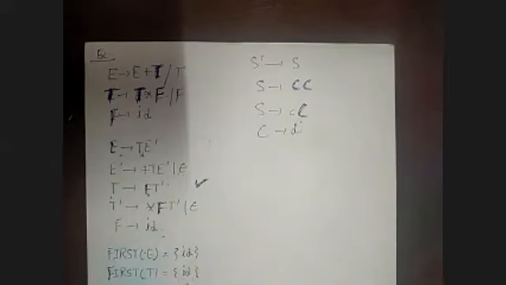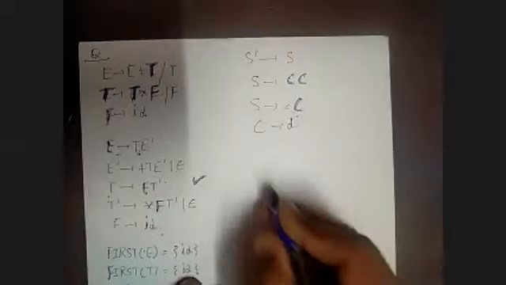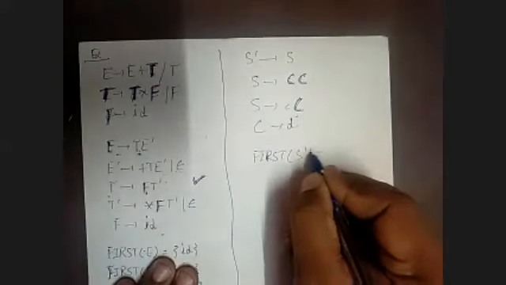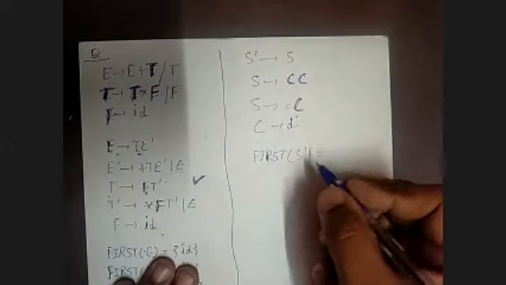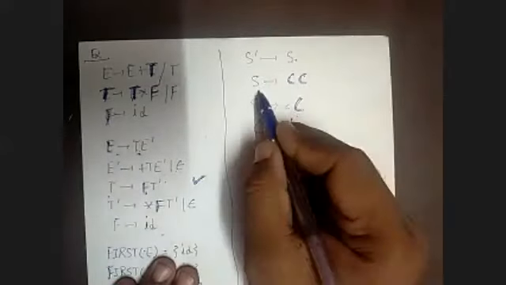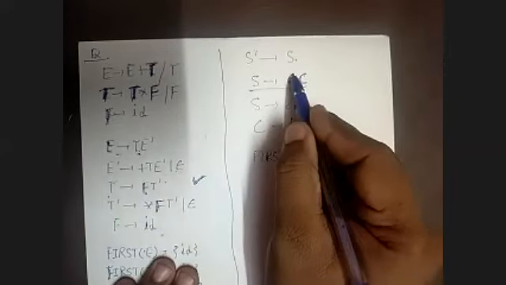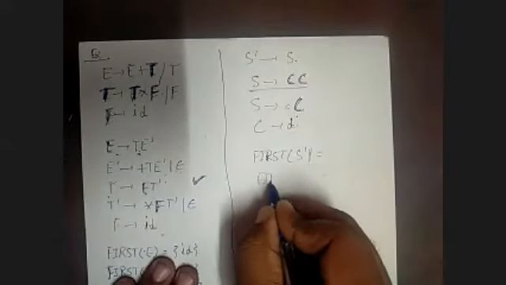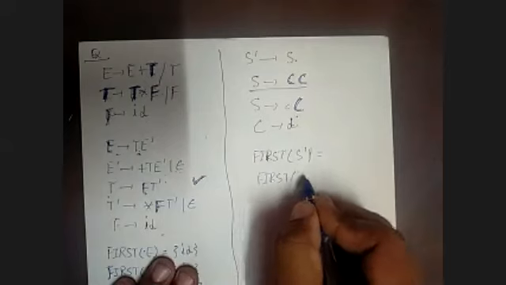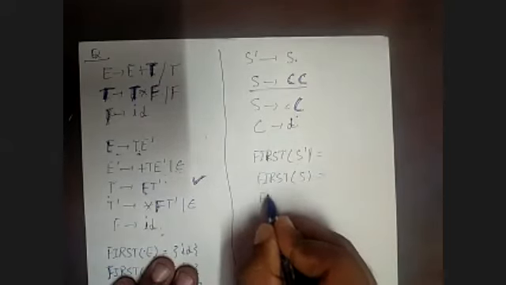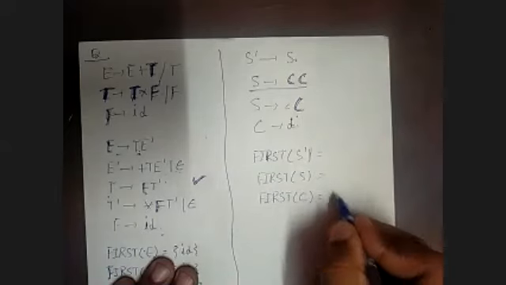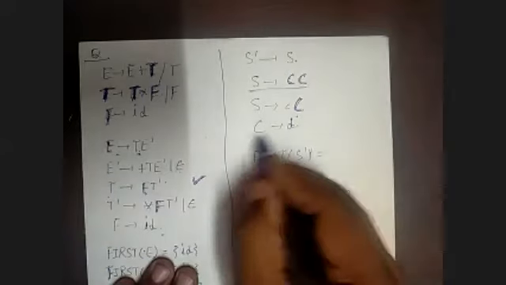If you find the first of S dash, this is the last question, it means the first of S. First of S dash means first of S, and first of S means first of C. So first of C is D. So this problem is solved.